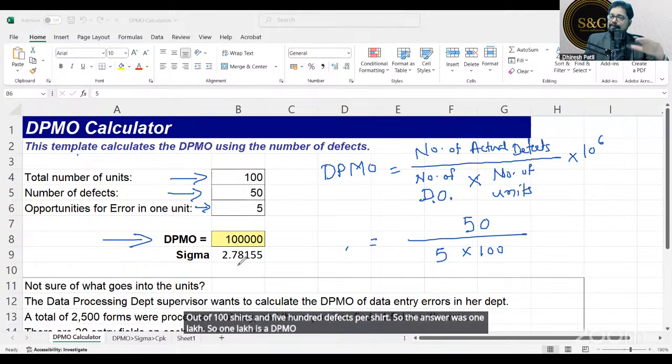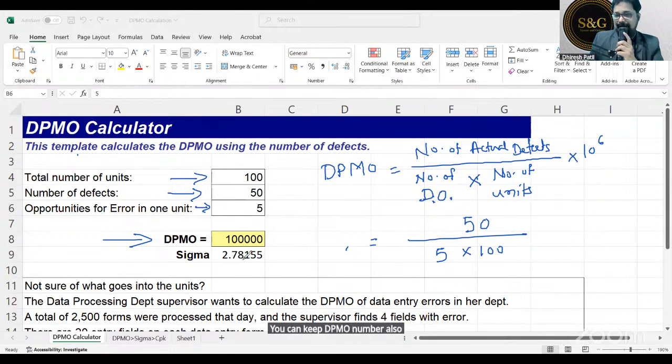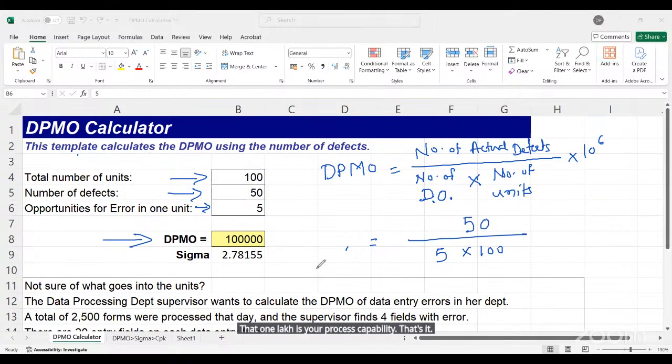See, if you don't convert into sigma level, it's also okay. You can keep the DPMO number as a process capability indicator. That 1 lakh is your process capability. That's it. Okay? Yes? Sigma actually means out of 10 lakhs, 2.7 products are defective.